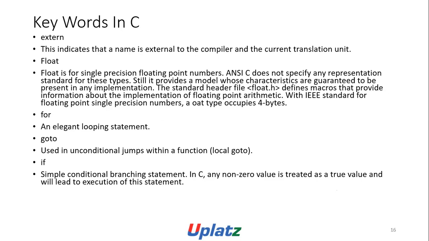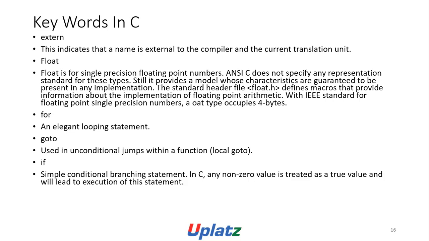ANSI does not specify any representation standard for these types. Still, it provides a model whose characteristics are guaranteed to be present in any implementation. The standard file float.h defines macros that provide information about the implementation of floating point arithmetic, with the IEEE standard for floating point single precision numbers. A float type occupies 4 bytes.